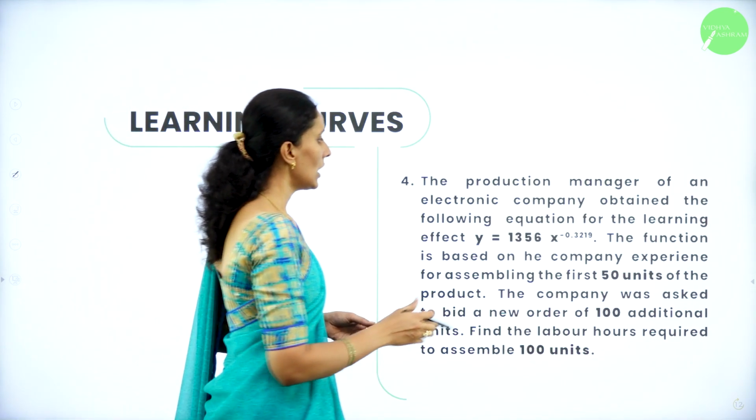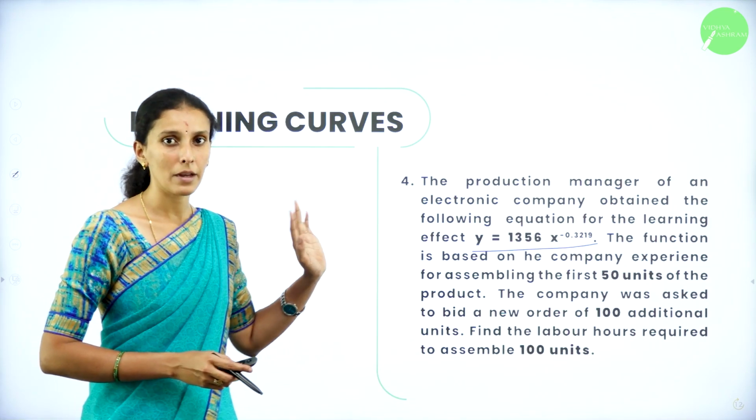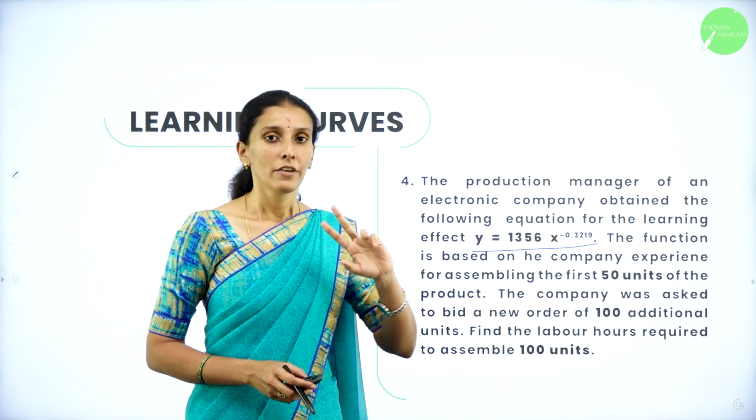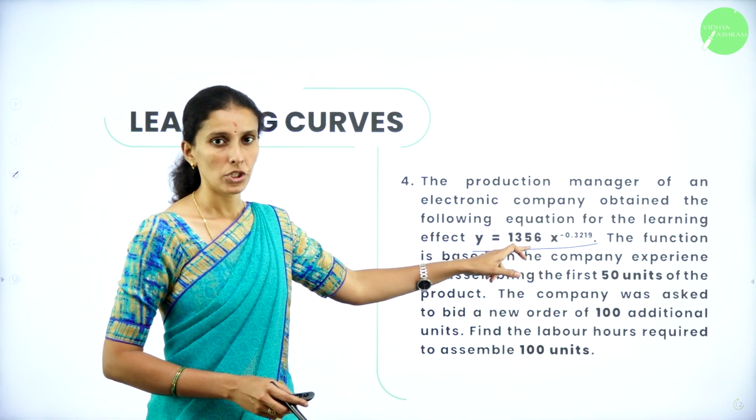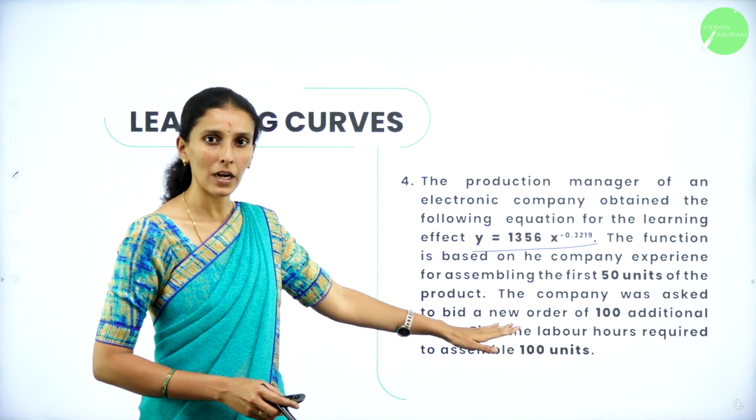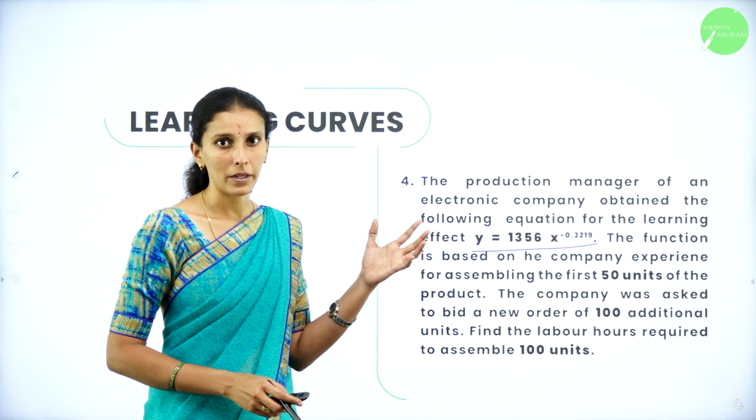So here the learning curve equation is given. So here we are not using the tabular method. As I already said, we have two methods. One is using the linear curve equation, with which we can find the total labor hours as well as total labor cost. And the another one is the tabular method.